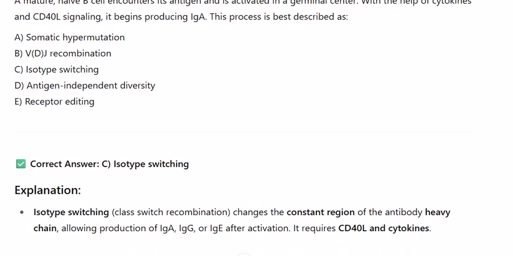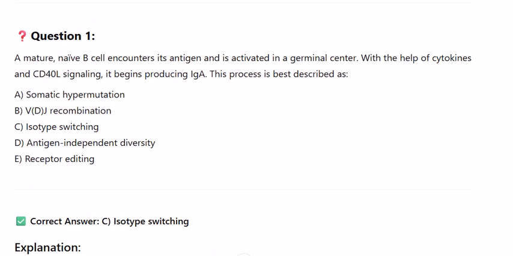Question 1. A mature naive B cell encounters its antigen and is activated in a germinal center. With the help of cytokines and CD40L signaling, it begins producing IgA. This process is best described as: A. Somatic hypermutation, B. VDJ recombination, C. Isotype switching, D. Antigen-independent diversity, E. Receptor editing. Correct answer, C.